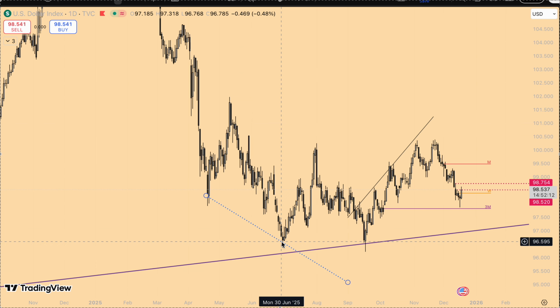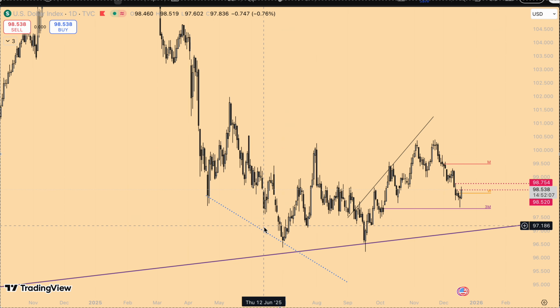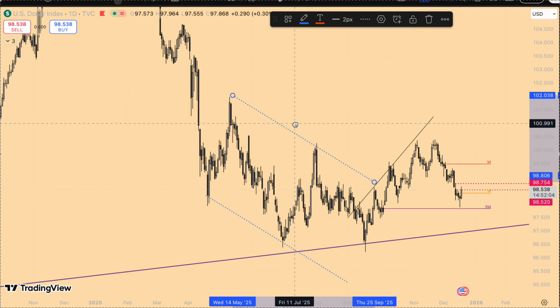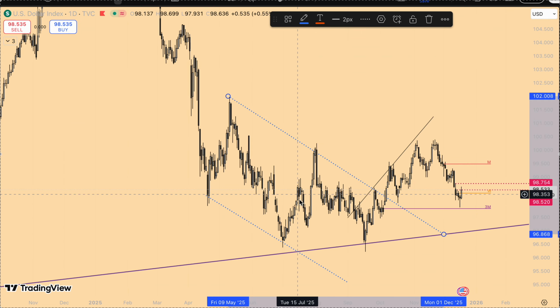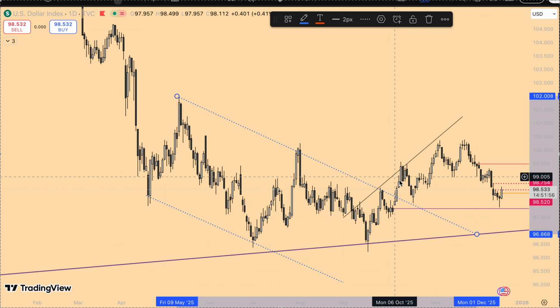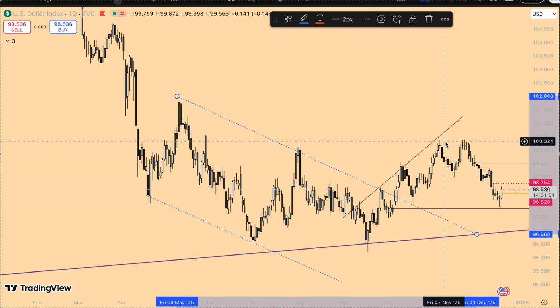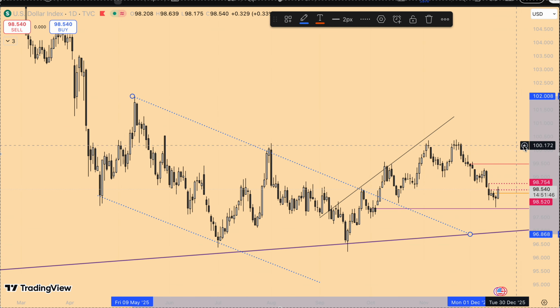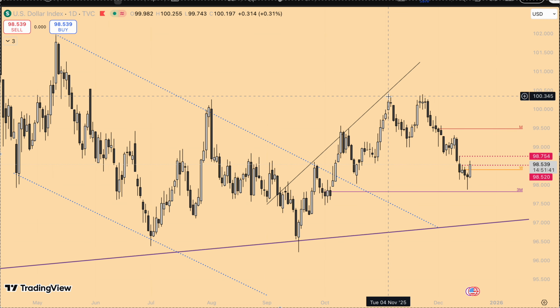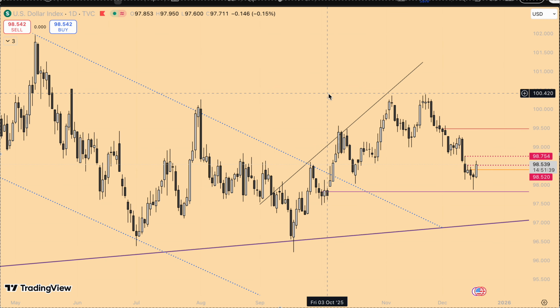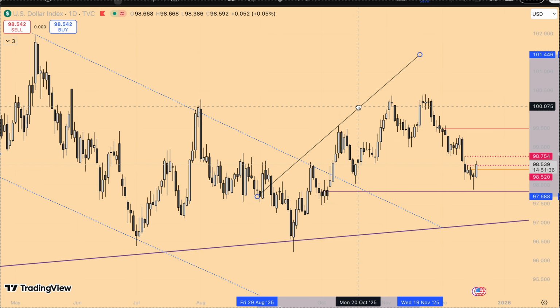Let me draw this out. Give me a second. Right here. So once we broke out of it, I expected a continuation to higher prices, pushing up and pushing up, but that didn't happen. As you can see, we came here, swept this liquidity high, and since then we just started to shift to the downside. Guys, English is hard.